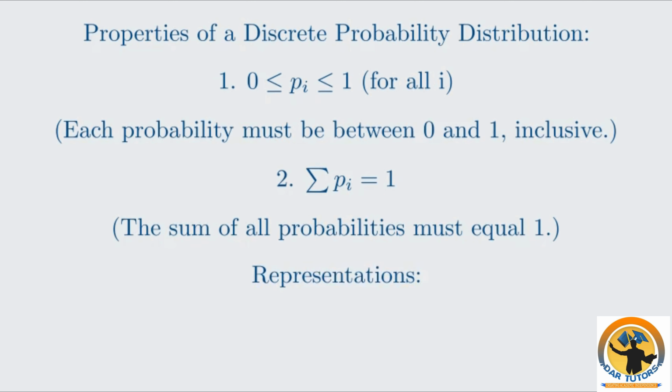We can represent these distributions in a few ways. A table is useful, but a graph, specifically a bar chart, provides a visual representation. The height of each bar corresponds to the probability of that outcome, and the sum of the heights of all bars is 1. Let's apply these properties.